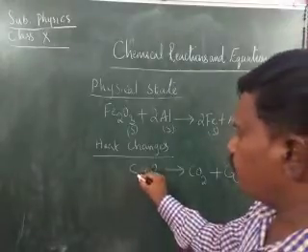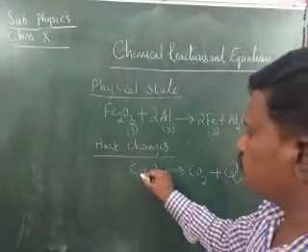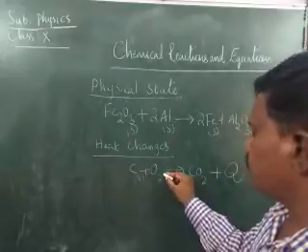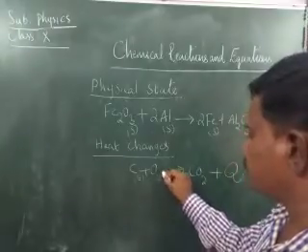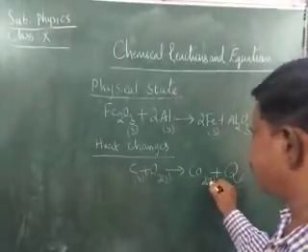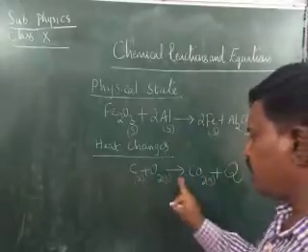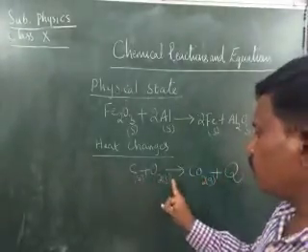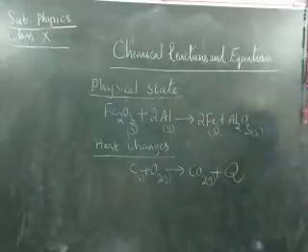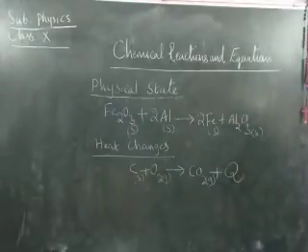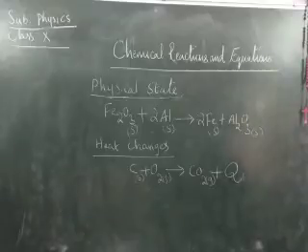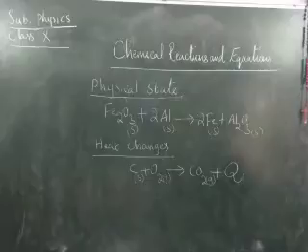And here carbon is a solid, oxygen is a gas, and carbon dioxide is also a gas. Like this we indicate the physical state. Normally solid is represented with a small s, and gas with a small g or an upward arrow. Whereas a liquid is represented with the letter L, children.